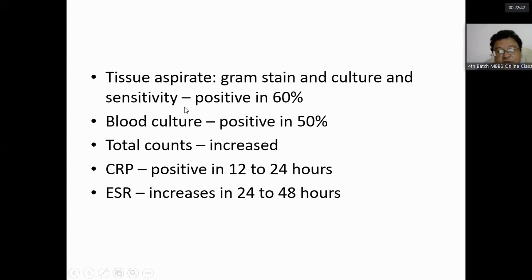The other investigation is you can put a needle inside and take an aspirate and do a Gram stain and culture and sensitivity, which is positive in 60%. Blood culture we usually do not do, but if you do, it is positive in just 50% of cases. Total count is increased, that is the WBC is increased, and CRP is positive in 12 to 24 hours. Initially the CRP will rise, then slowly the ESR will rise, in 24 to 48 hours. And this is important because this is a guide to treatment. Once you start the treatment with IV antibiotics, we do this regularly every 3-4 days to see whether the CRP and ESR, which were initially raised, are coming down.